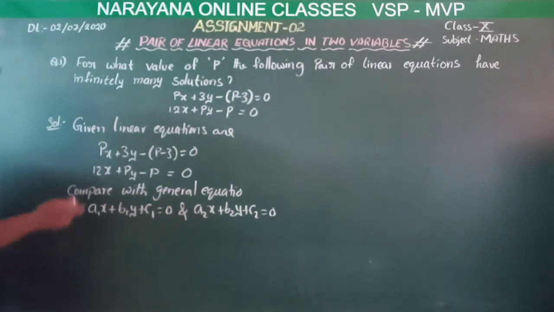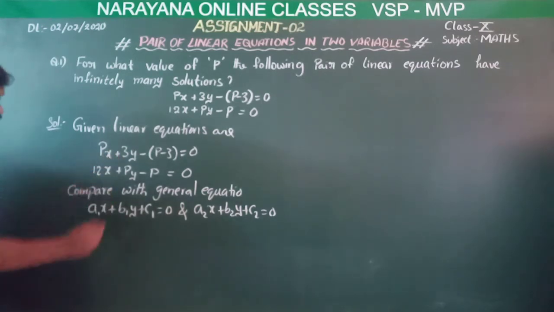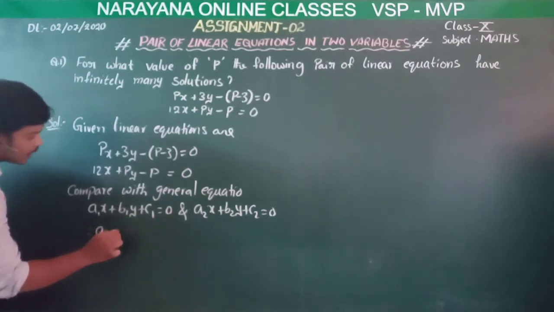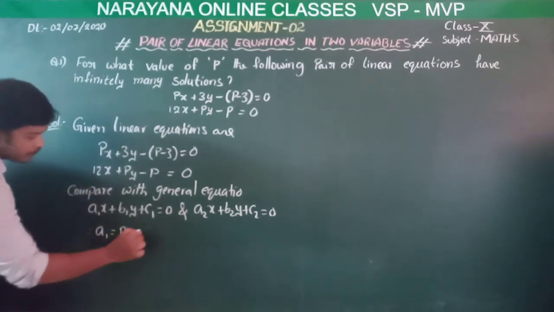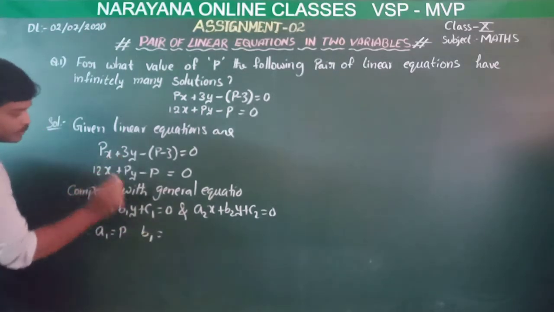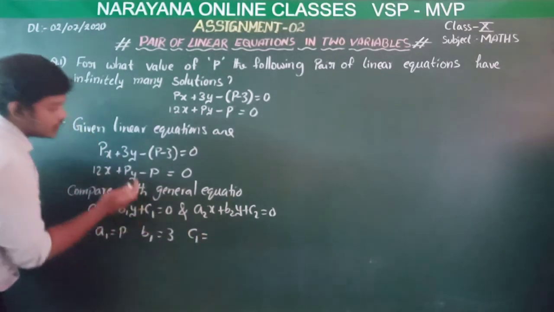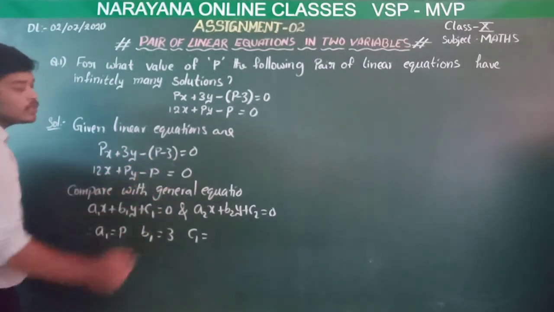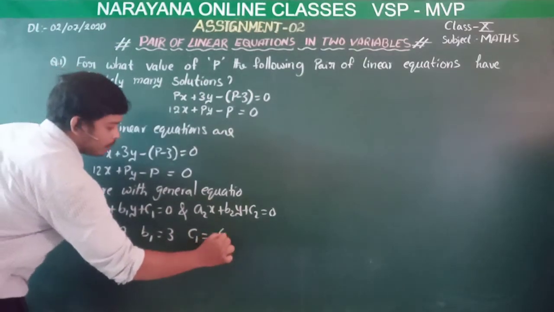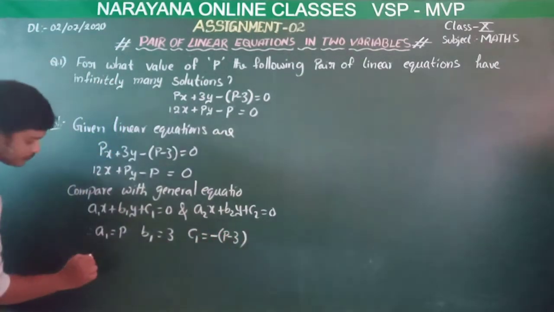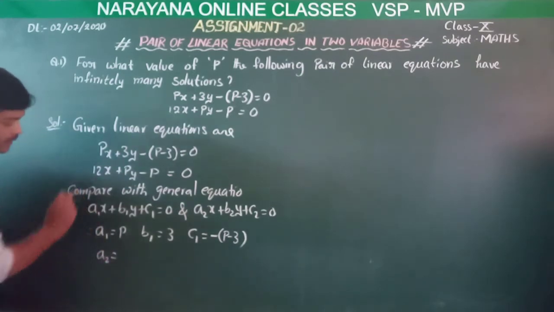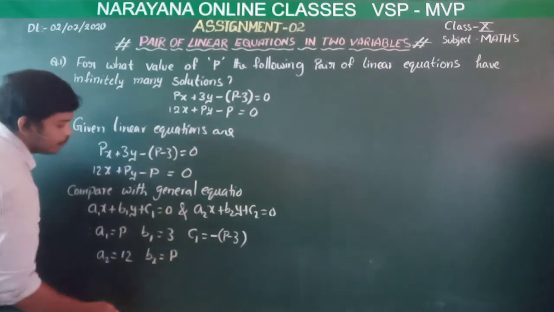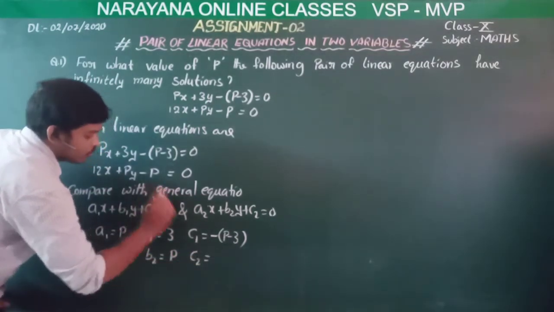So now write the coefficients of x, y and the constant of these two linear equations. A1 is equal to p, B1 is equal to 3, C1 is equal to minus (p - 3), the whole term is a constant term. And in the second general equation, A2 is equal to 12, B2 is equal to p and C2 is equal to minus p.